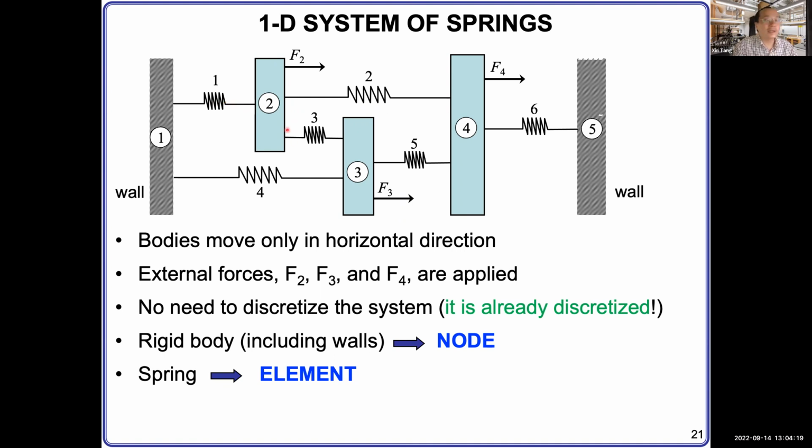Okay, so these are the key definitions, the key idealization of the different components of the system. You need to be very, very clear about this. Whenever you see this 1D system of springs, you will know the property of the wall, the property of the movable rigid body, and the properties of the springs. And those springs are called elements. The rigid body, either movable or non-movable, is called a node. Those are super important concepts.